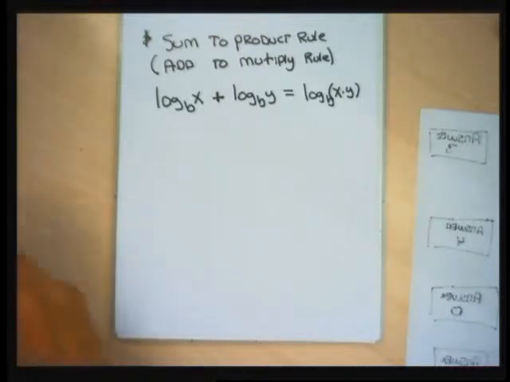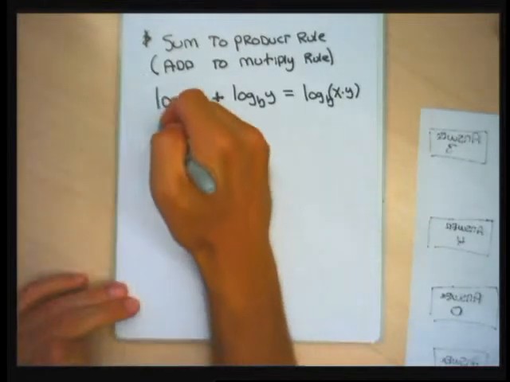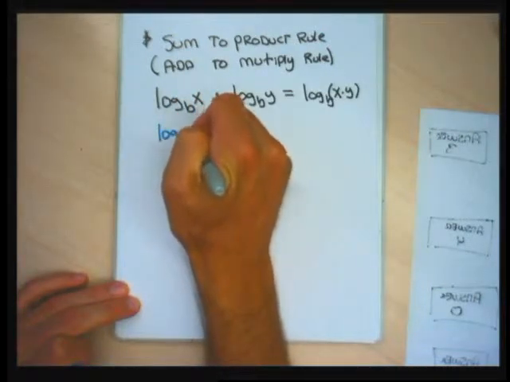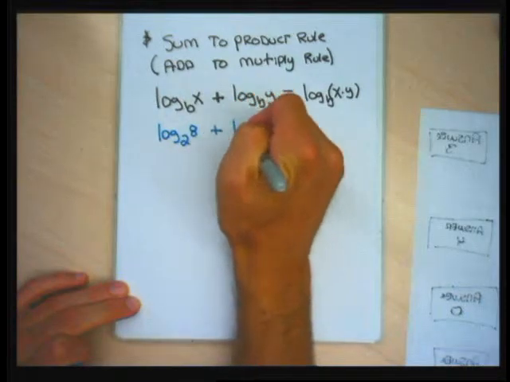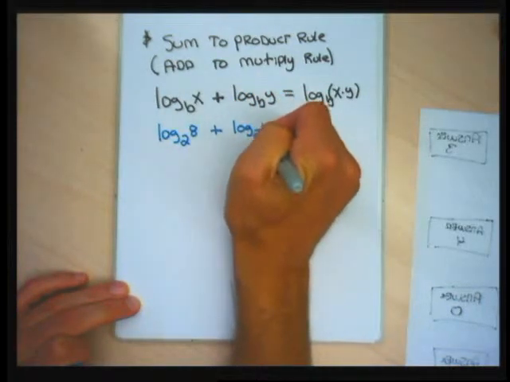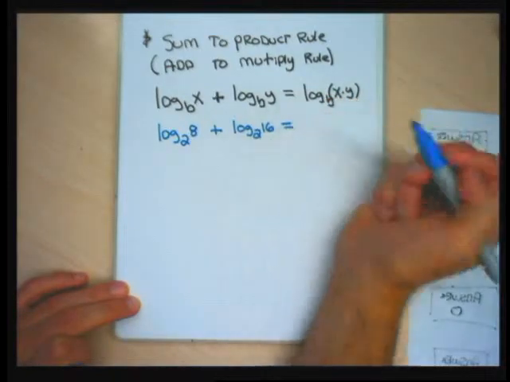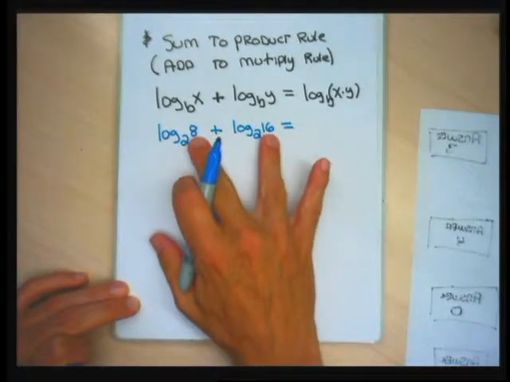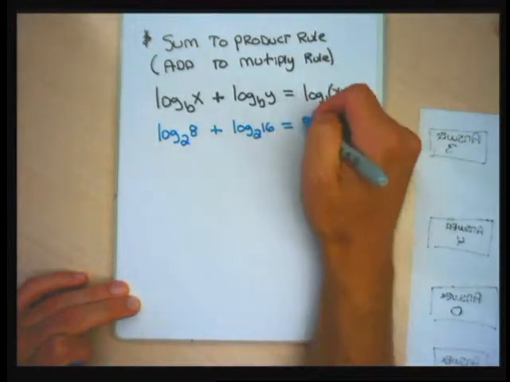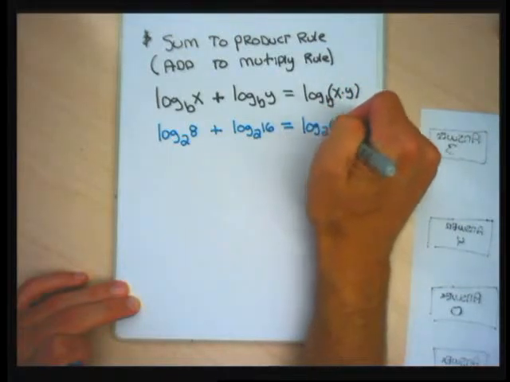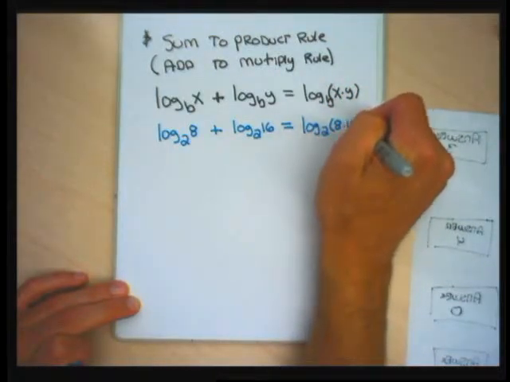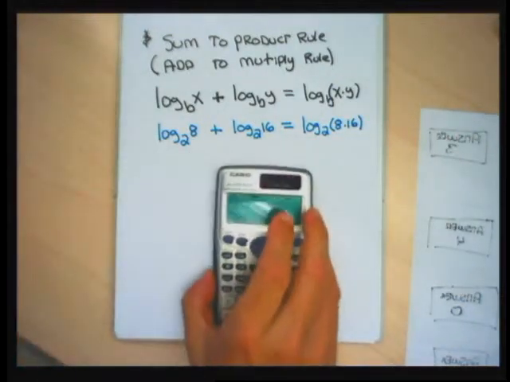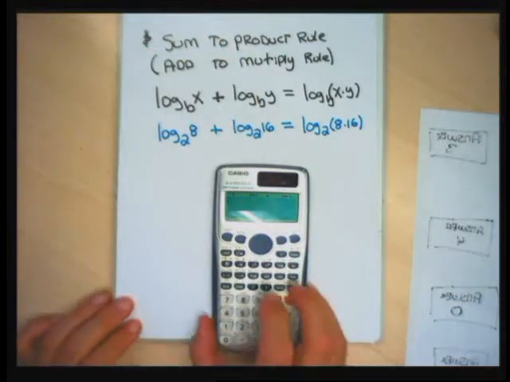So this rule tells me this should be a true statement: the log base 2 of 8 plus the log base 2 of 16 should equal, so in this problem, the b is 2, the x is 8, the y is 16, the log base 2 of 8 times 16. And let me show you that it's true, and maybe you can do it yourself. I'm going to show you that this is a true statement by doing each side on my calculator. I'm going to show you that the rule actually works.